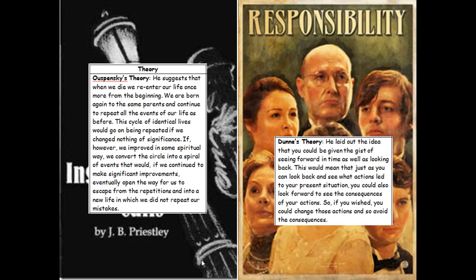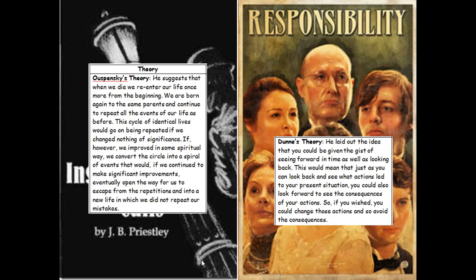advance. A circle just carries on, a spiral advances. So, if we continue to make significant improvements, the way would be open for us to get into a new life in which we did not repeat our mistakes. Now, however you view that depends on your point of view. It could be a religious point of view. It could be spiritual, moral. You may believe you go to heaven. You may believe that you go on to a different life form. Doesn't matter. The idea is that something changes and you go into a spiral.